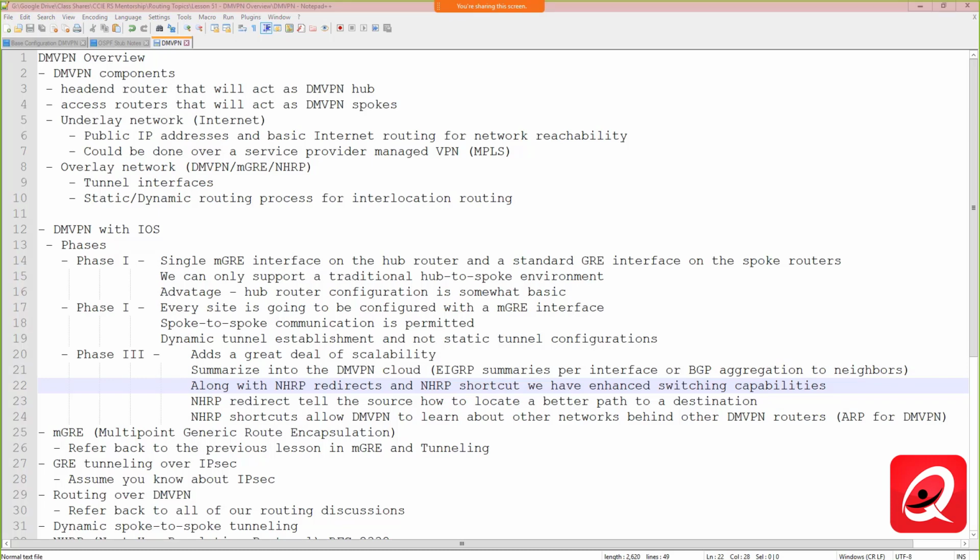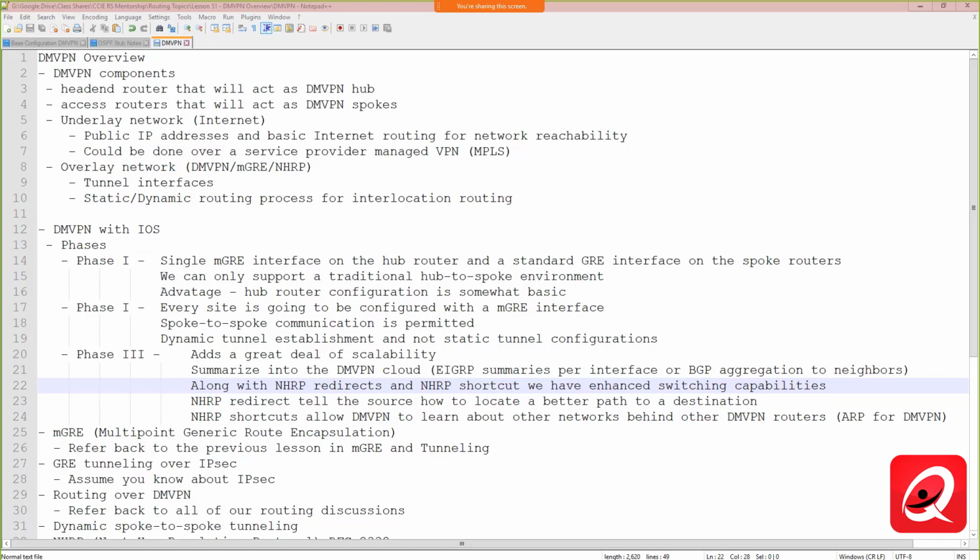We're going to get into some of the specifics. In this case, we are going to look at some command line, some debugs, we'll do some packet captures, and we'll take a look at some of the frame formats that we talked about in the last discussion of DMVPN. So we are going to get into the actual configuration.